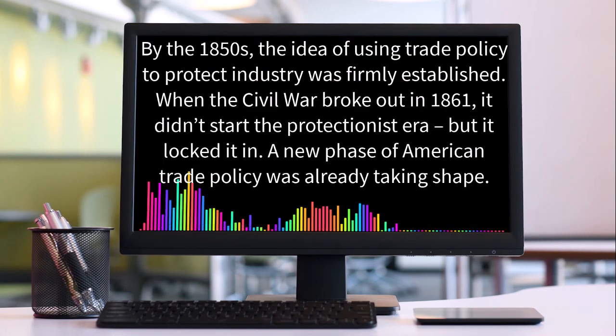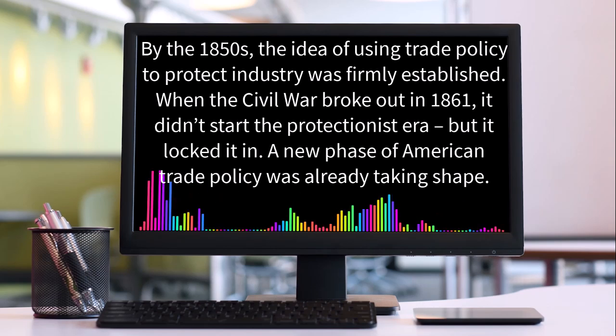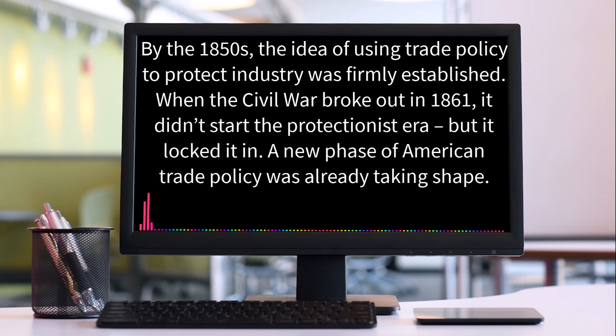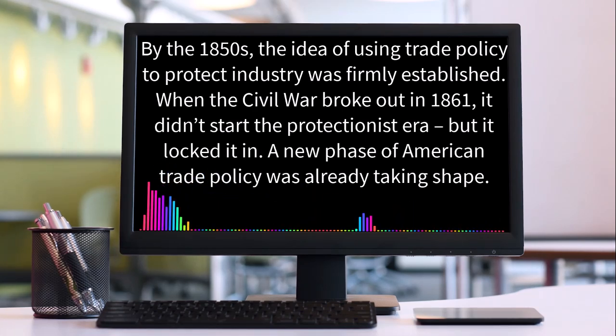By the 1850s, the idea of using trade policy to protect industry was firmly established. When the Civil War broke out in 1861, it didn't start the protectionist era, but it locked it in. A new phase of American trade policy was already taking shape.